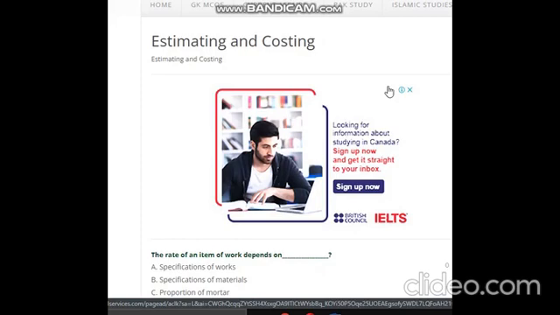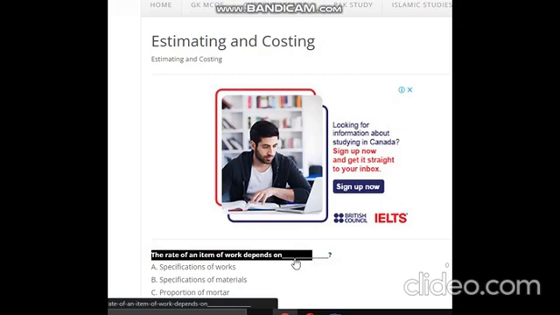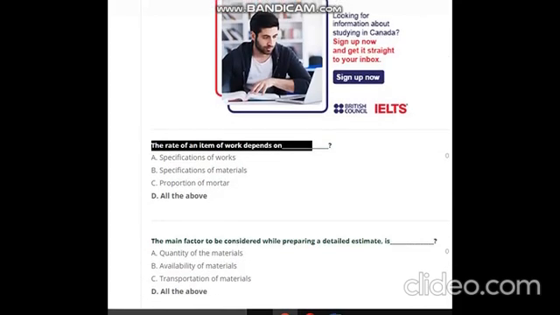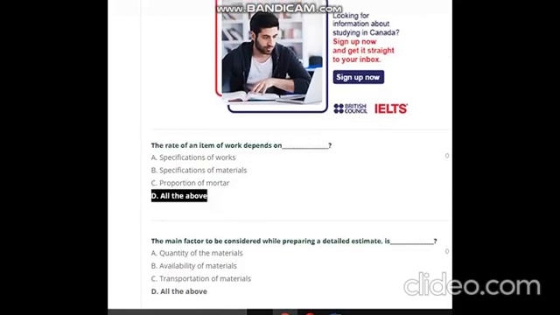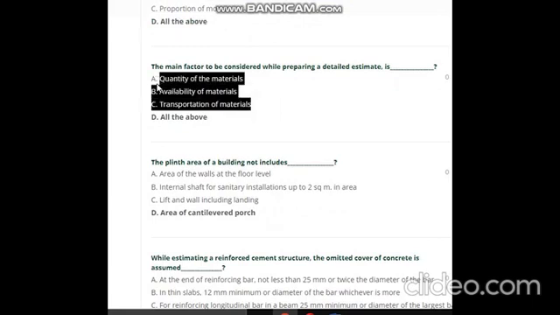Estimating and costing is Chapter 7 in Pak MCQs. Starting from the first MCQ: the rate of an item of work depends on all of the above. The main factor to be considered while preparing a detailed estimate is all of the above: quantity of material, availability of material, transportation of material.